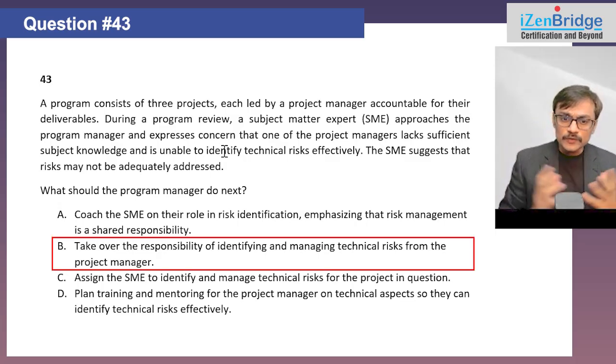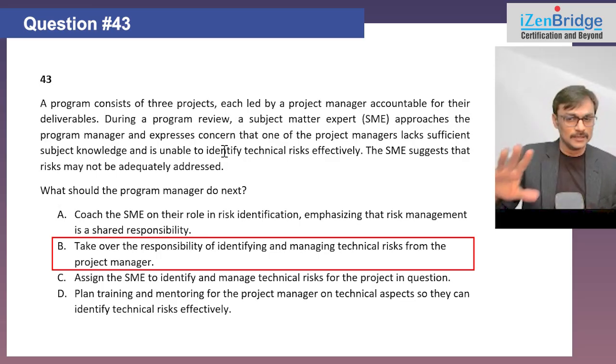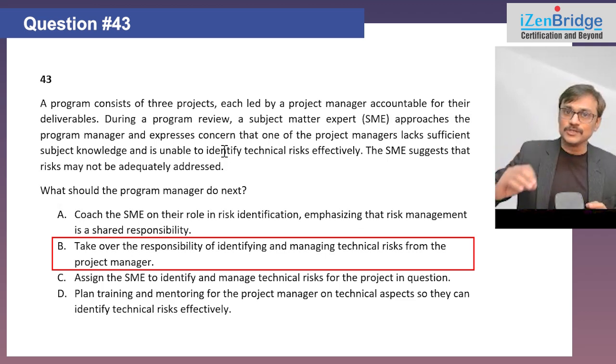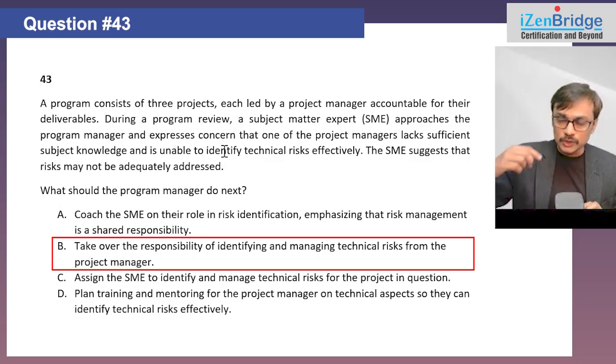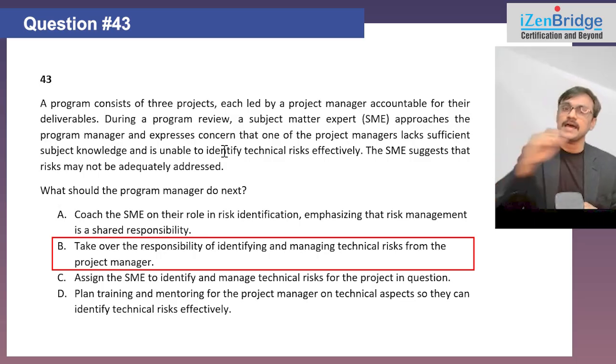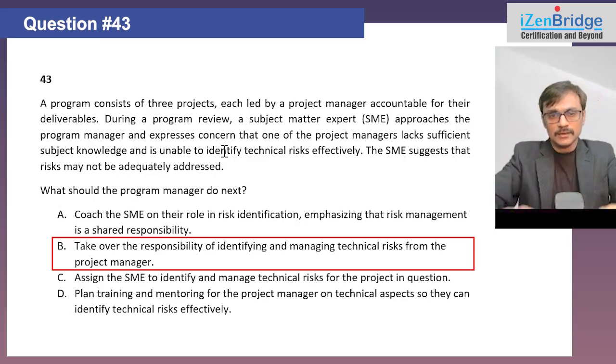Option B: Take over the responsibility of identifying and managing technical risk from the project manager. Okay, you are saying, project manager, you can't handle this, I will handle it. Not at all. In the PgMP exam, you don't want to do the job of a project manager. You want to do the roles and responsibility of a program manager. If you get into doing the job of a project manager, you will miss your roles and responsibility as a program manager. So I should always keep in mind that I don't have to override what my project managers are doing. I definitely don't want to go with option B.